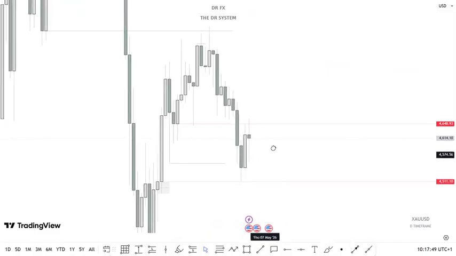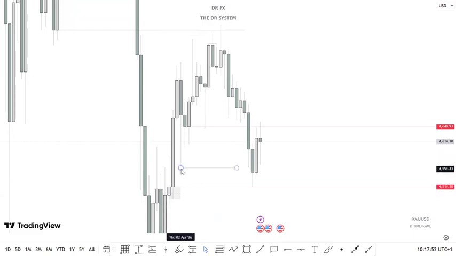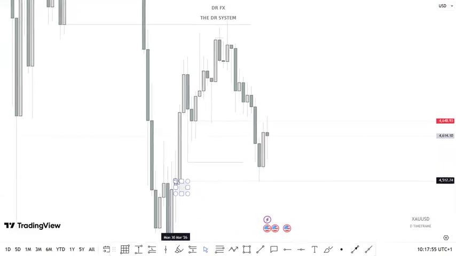Very simple. A way I take swing trades is when I have liquidity inside the OCL. Now this OCL is on the daily time frame.